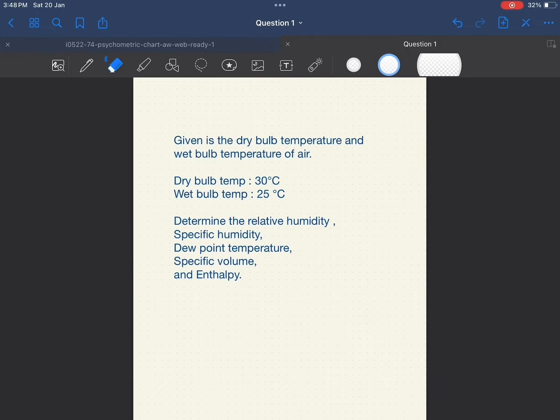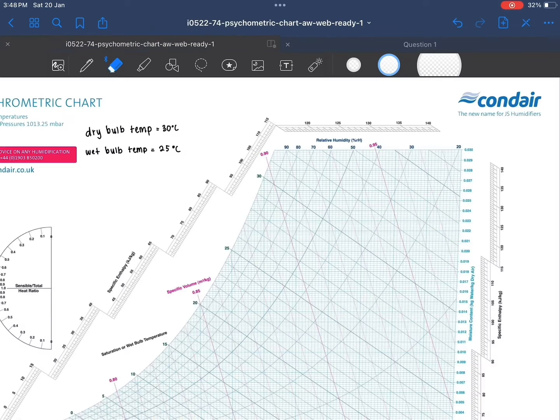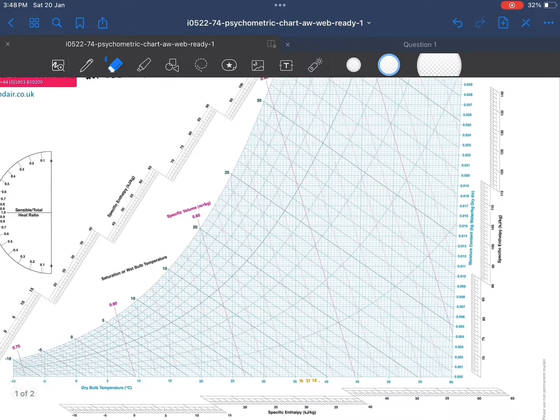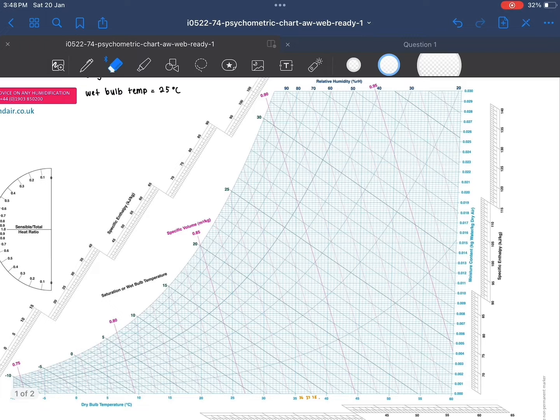Let's do the first question. Given are the dry bulb temperature and wet bulb temperature of air. Dry bulb temperature 30 degrees Celsius, wet bulb temperature 35 degrees Celsius. Determine the relative humidity, specific humidity, dew point temperature, specific volume, and enthalpy. Let's look at the psychrometric chart. The given information is dry bulb temperature and wet bulb temperature.